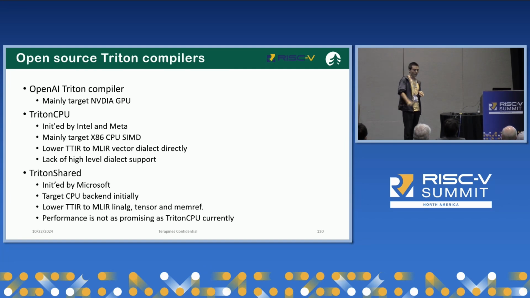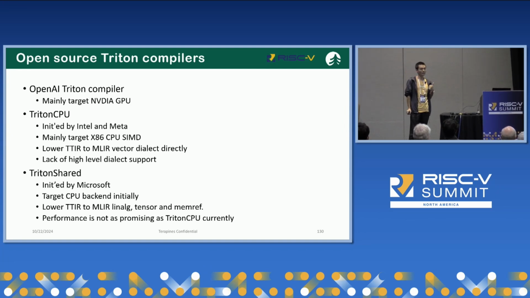So for Triton CPU, the con is that it lacks high-level dialect support. So it's kind of, I think, an x86-specific compiler. And the third compiler is Triton Shared.